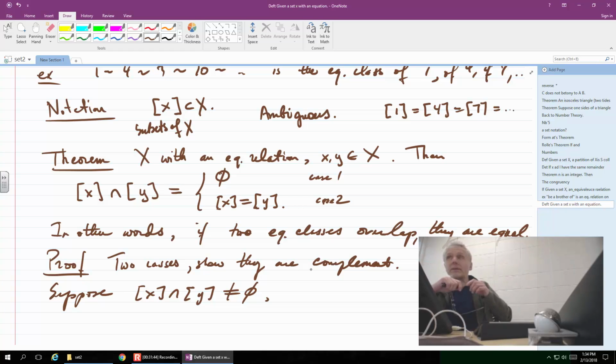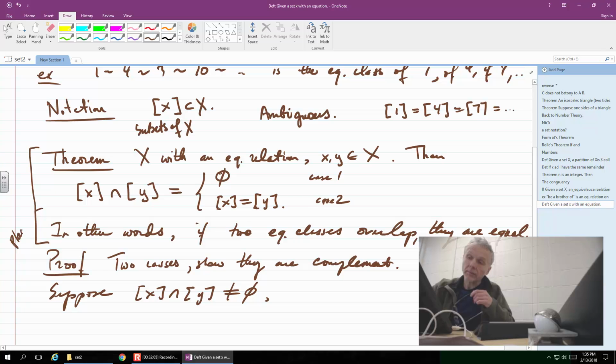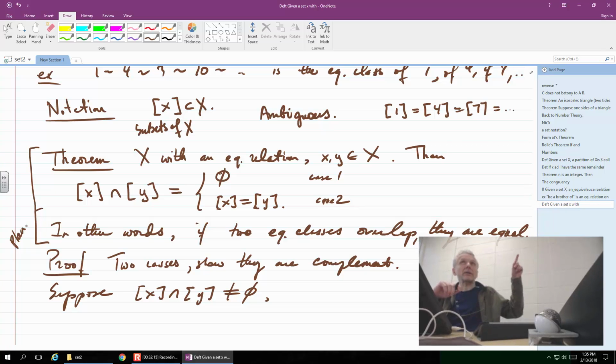You can see that sentence is the same as the theorem itself. So this is the formal statement of the theorem. This is its restatement, slightly more informal. And that's exactly the plan of my proof, as a matter of fact. If two equivalence classes overlap, they're equal. That's the plan of the proof. That's what I want to try to demonstrate. So suppose they overlap. That's what it means. The intersection is not empty. It means that there is an overlap.